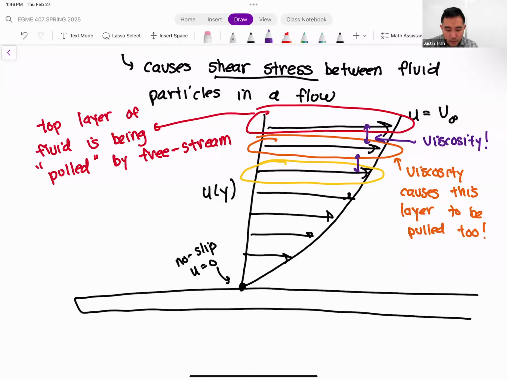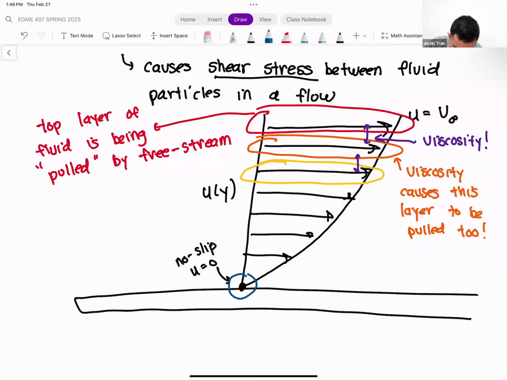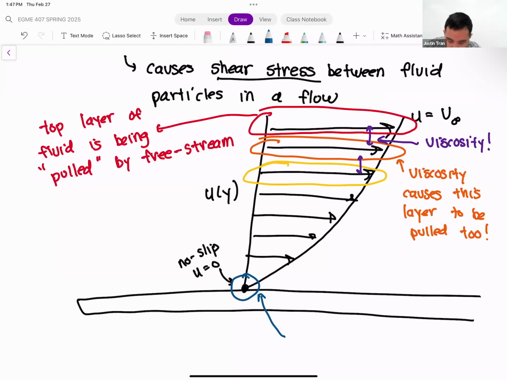Okay, so that's what's happening at the top. At the bottom, we have a no-slip boundary condition here. So that fluid there is fixed to the ground. And so, while everything above this point is going to want to be pulled to the right, this no-slip boundary condition is saying, wait a minute, I'm stuck to the surface here. Let's just stay still. And so this bottommost layer is going to try to hold all the fluid back.